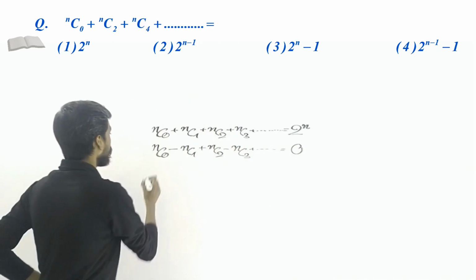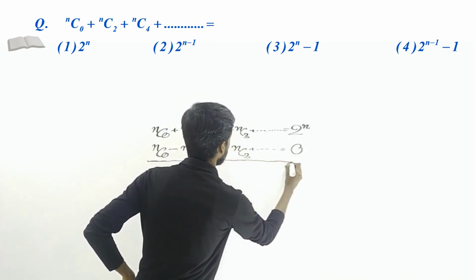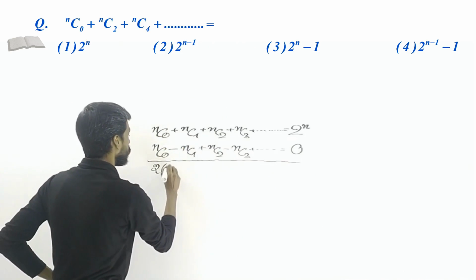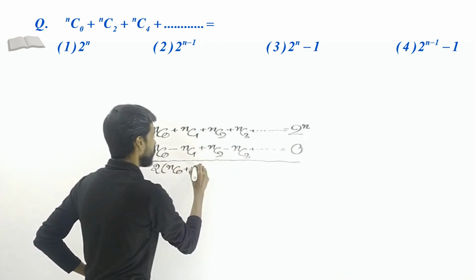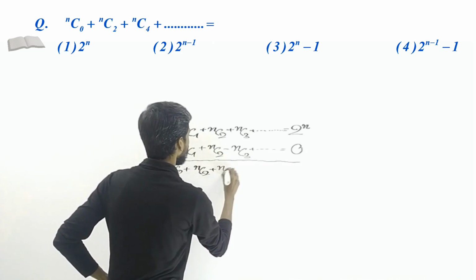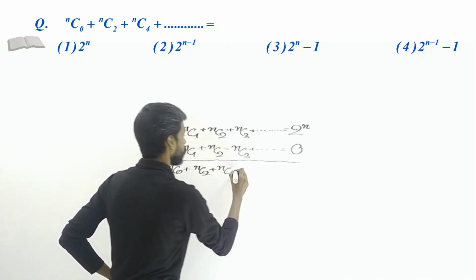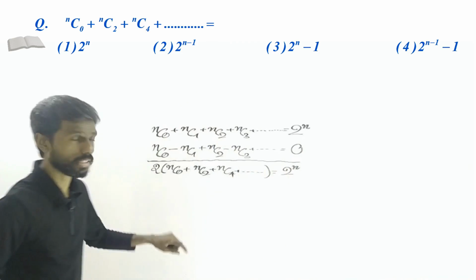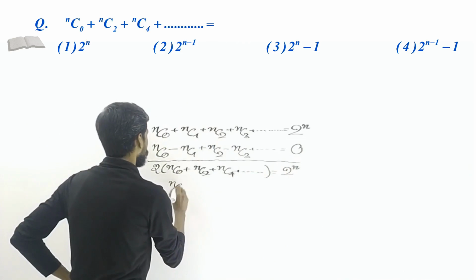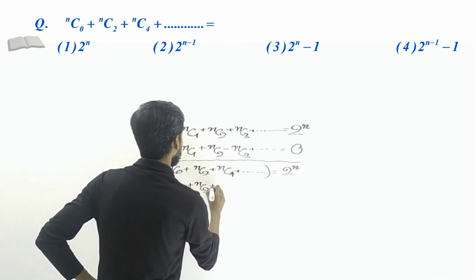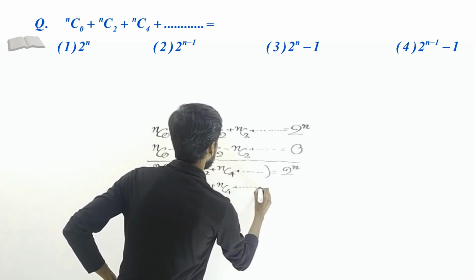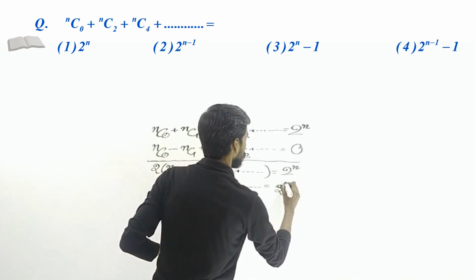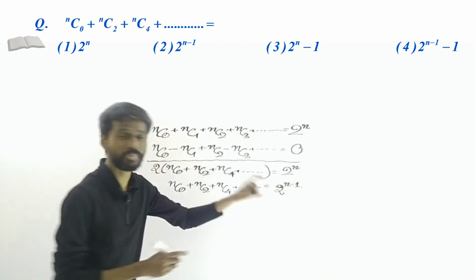Now we can simply add or subtract. If you add these two, minus plus NC1 gets cancelled. This is 2 times NC0, and similarly 2 times NC2, only even values of r. So that equals this. If you add, we get 2 to the power n. Now if you divide by 2, we'll get NC0 plus NC2, NC4, etc. equals 2 to the power n divided by 2, which can be written as 2 to the power n minus 1. Half of that value, that's it.